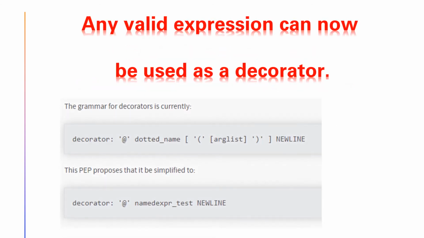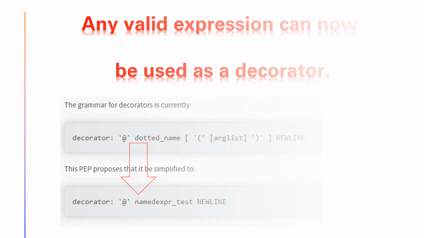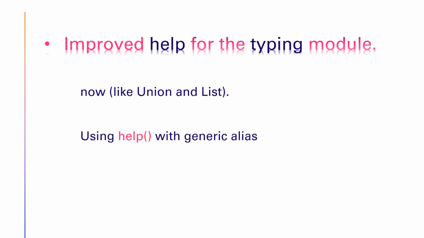A big highlight in Python 3.9 is that any valid expression can now be used as a decorator. Like you can see in the below example. Next is improved help for the typing module. Docstrings are now shown for all special forms and special generic aliases, like Union and List. Using help with a generic alias, like list[int], will show the help for the corresponding concrete type.